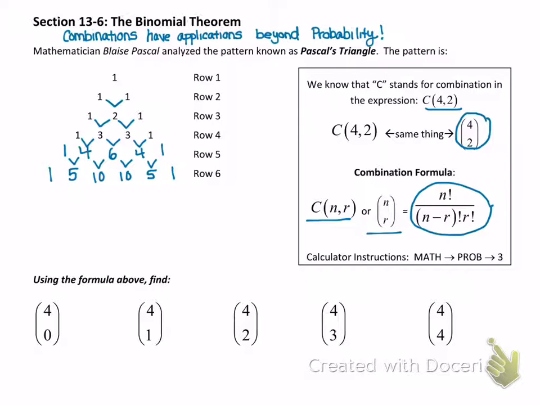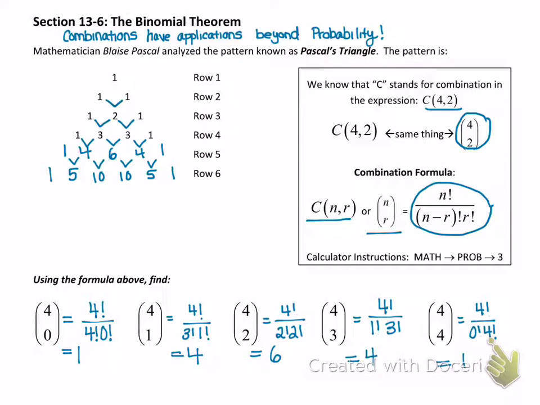So in our calculators, if we did 4 choosing 0, then with the formula I would get 4 factorial over 4 factorial times 0 factorial, which gives me 1. The next one would be 4 factorial over 3 factorial times 1 factorial, which would give me 4. And I'm going to keep this going, and we're going to make a connection.